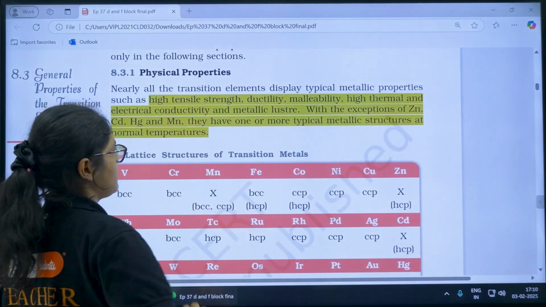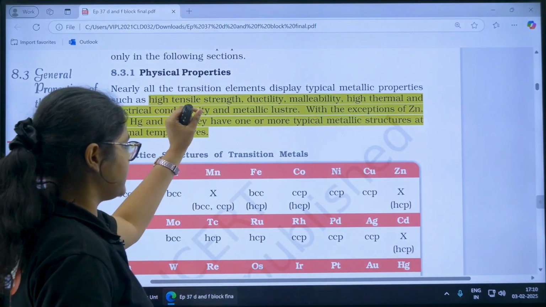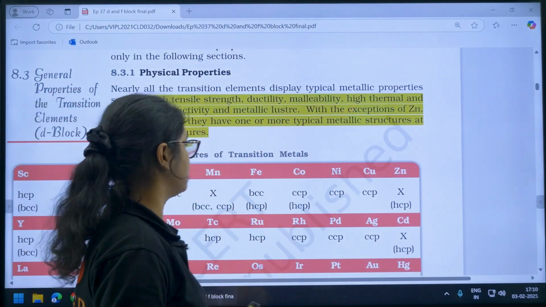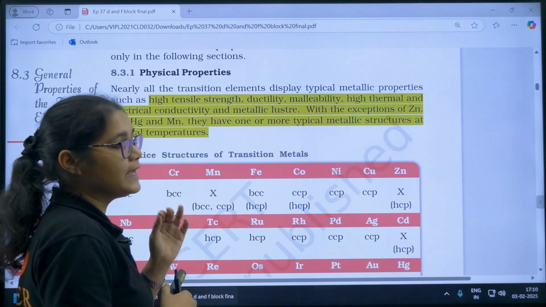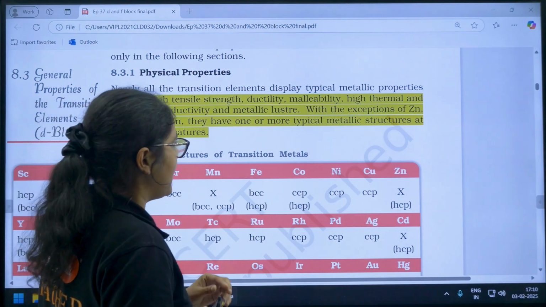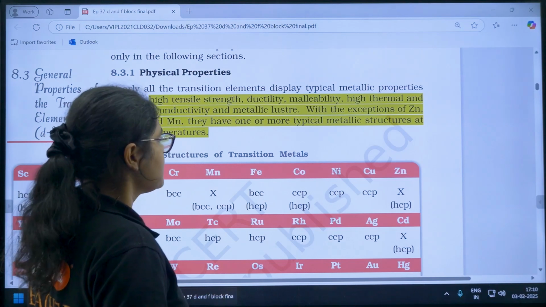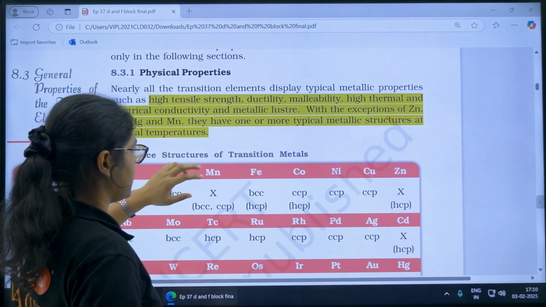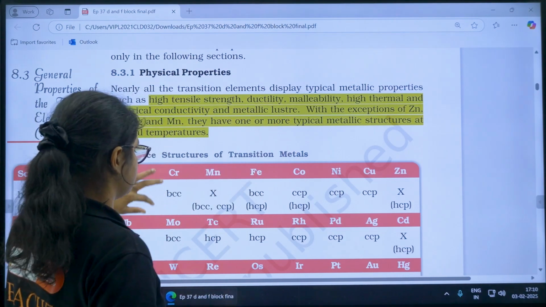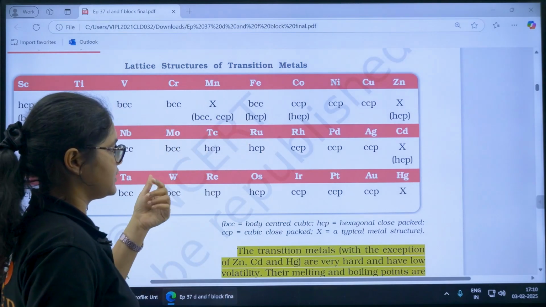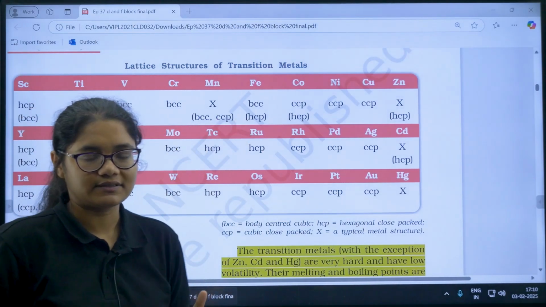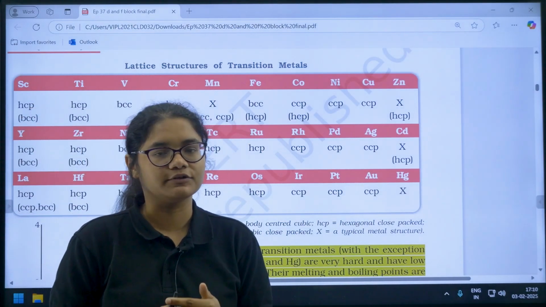So what are the metallic properties they have? High tensile strength, ductility, malleability, high thermal and electrical conductivity and metallic luster. And what are the exceptions? Zinc, cadmium, mercury and manganese; except these, the others have one or more typical metallic structures. You can see here that the metallic structures are given. You may not be able to understand this because it was in your solids chapter, which is deleted right now.